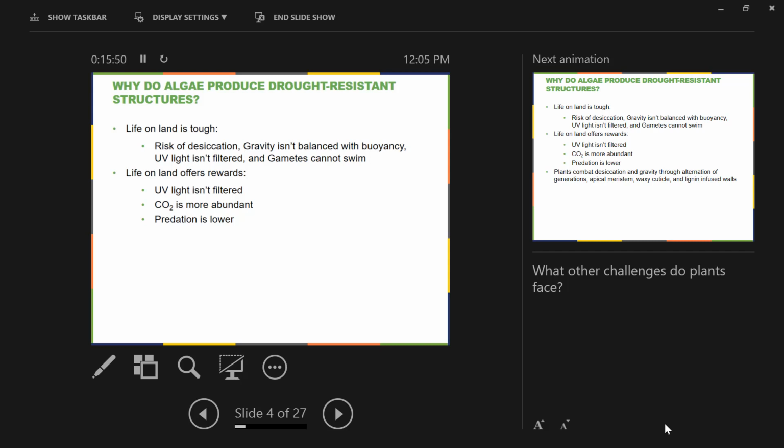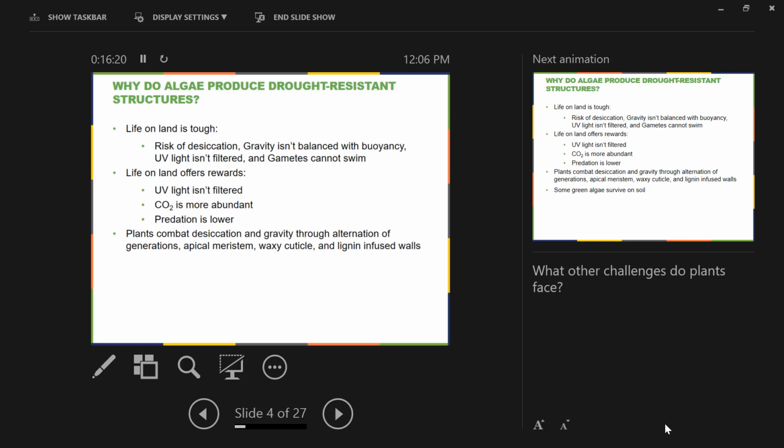But what's interesting is there are certain features that have to be in this algae in order to move onto land. And here are some of those features. So this is going to say plants combat this, but this would also be the original green algal species that moved onto land for the first time. It would need to have this as well. So plants combat desiccation and gravity through what is called the alternation of generations. And so we'll come back to that concept in a little bit.